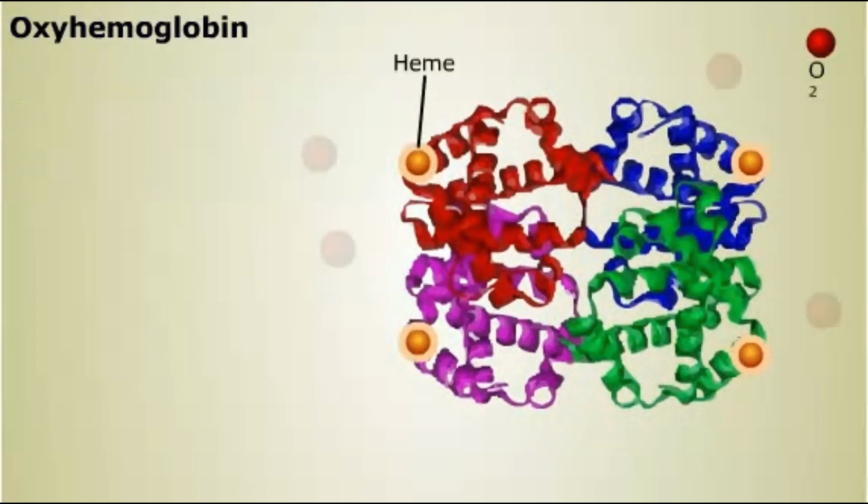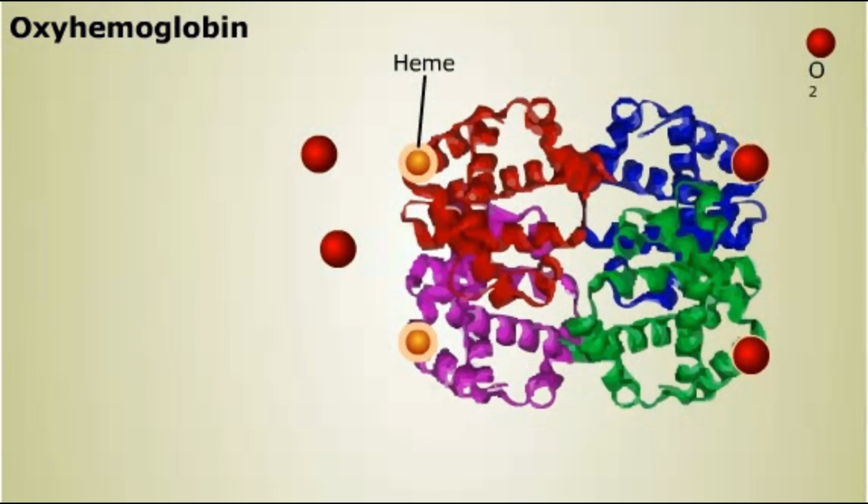When hemoglobin associates with oxygen, it forms a complex called oxyhemoglobin. Because there are 4 hemoglobin subunits, each molecule of hemoglobin can carry 4 oxygen molecules. The binding of oxygen to the iron in hemoglobin is cooperative.